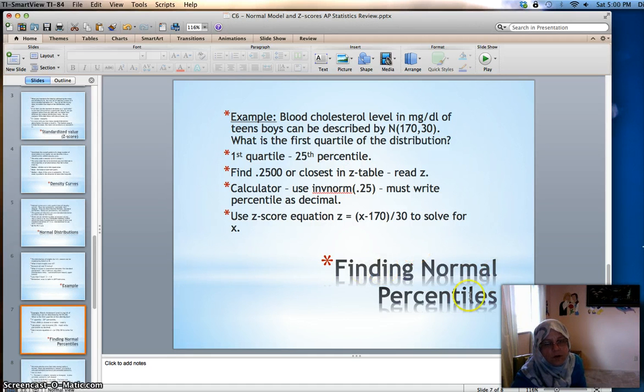Another example is finding normal percentiles. That's something else you can do when data fits a normal model. So blood cholesterol level in teen boys can be represented by a normal model with a mean of 170 milligrams per deciliter and a standard deviation of 30 milligrams per deciliter. Let's say we want to know quartile 1, which would be the 25th percentile.